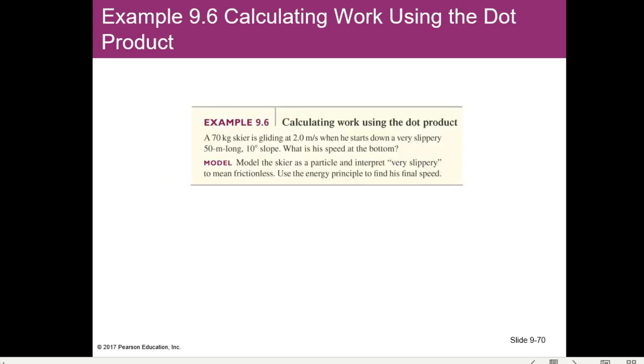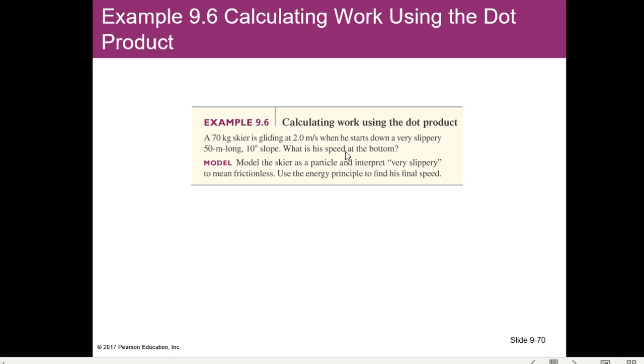Okay, so, sorry, here's a numerical example. We've got a skier gliding at 2 meters per second when he starts down a very slippery slope. Very slippery, okay, code word for no friction, fine, we understand that. We want to know the speed at the bottom. Well, if we're given his initial speed, and we want to know his final speed, that sounds to me like they're trying to get us to calculate a change in kinetic energy. Here's our initial speed, here's our final speed, and we're given the mass. So if we can figure out what the change in kinetic energy is, we can figure out the final speed.